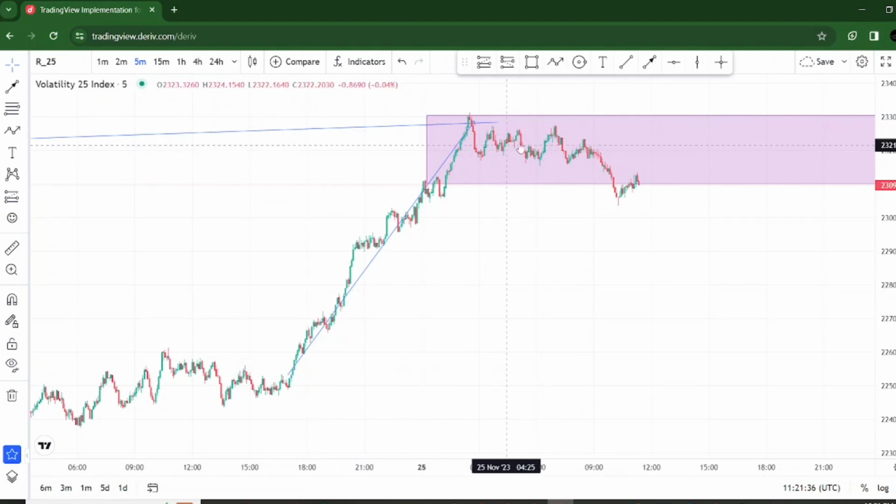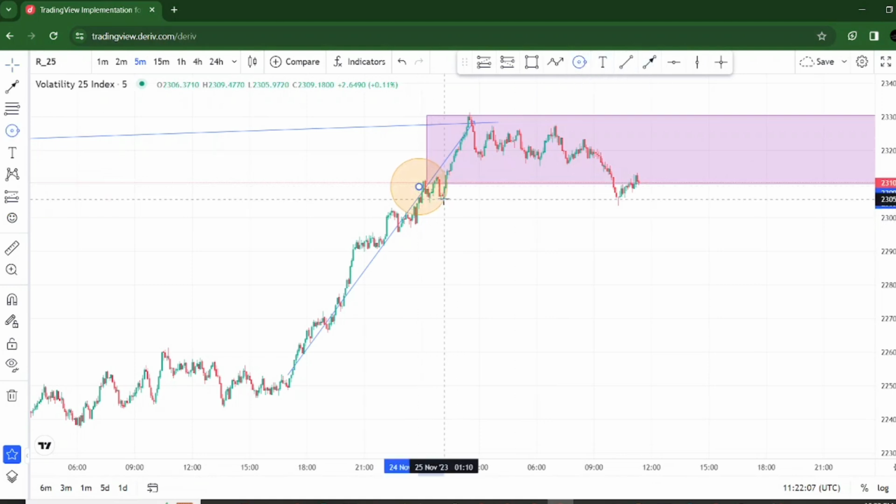This is like the pole of the flag. From here to here is like the pole of the flag, while here is the flag itself, right? Now you might be deceived that this is a break moving downwards, that is, to make a failed bullish flag, but it's not yet that, because this is a structure that is yet to be broken. From here to here, price was making a series of higher highs and higher lows.